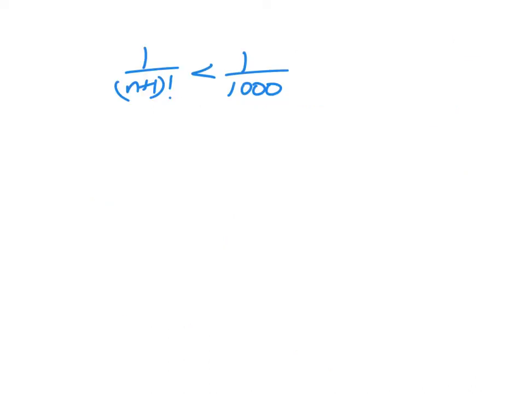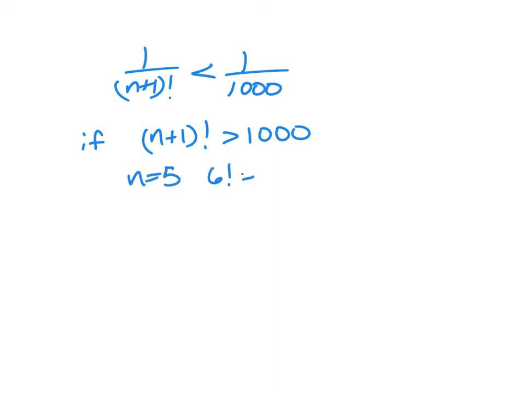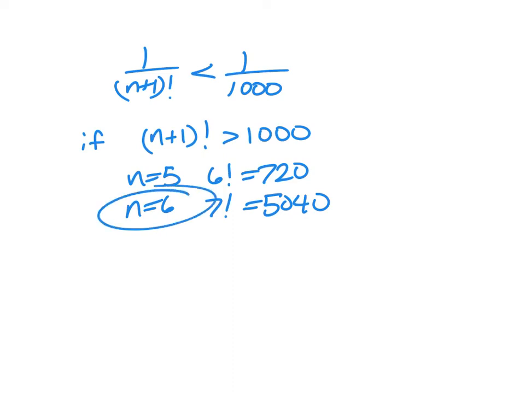So then our question becomes, when is 1 over n plus 1 factorial less than 1 over 1,000? Well, that happens when n plus 1 factorial is greater than 1,000. And then you just kind of do it out, right? So I'll eliminate the first few. N equals 5, we get 6 factorial, which is 720. And then n equals 6, we get 7 factorial, which is 5040. And so basically, this is our answer.